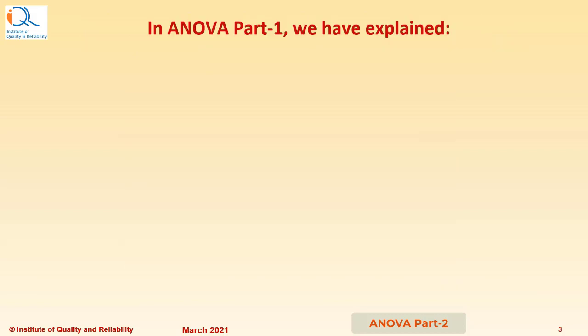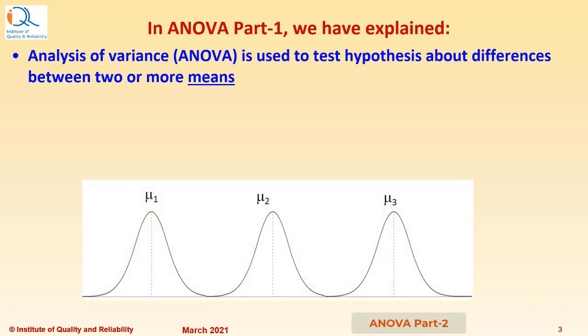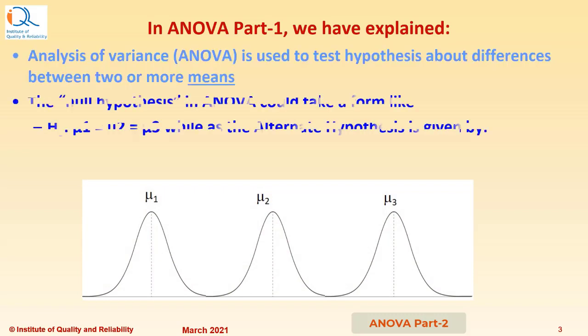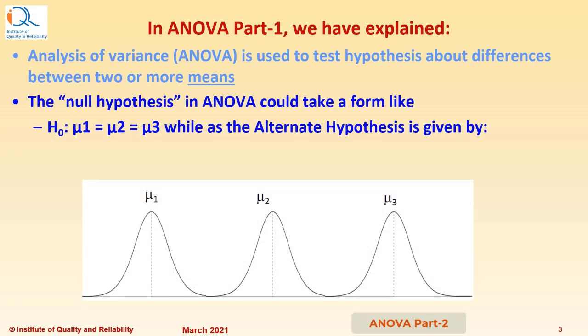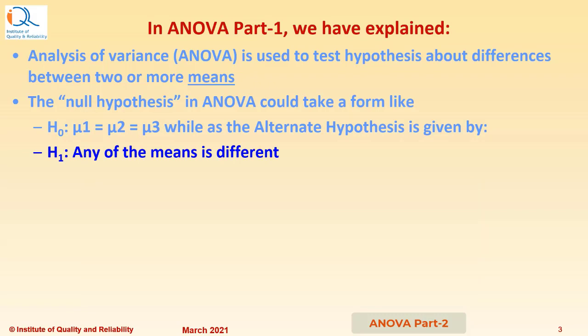In our ANOVA Part 1 video, we have explained that analysis of variance, ANOVA, is used to test hypotheses about differences between two or more group means. The null hypothesis in ANOVA could take a form like H0: mu1 = mu2 = mu3, while the alternate hypothesis is given by H1: any of the means is different than other means.